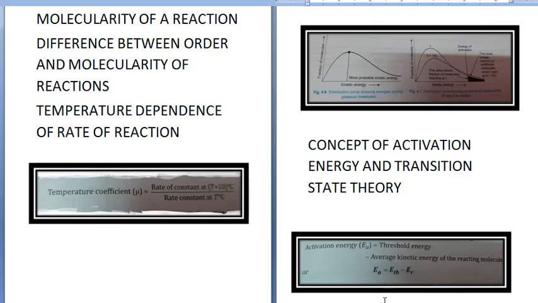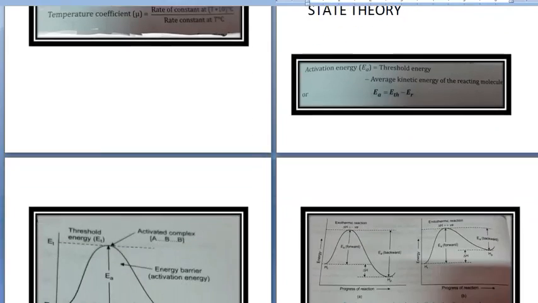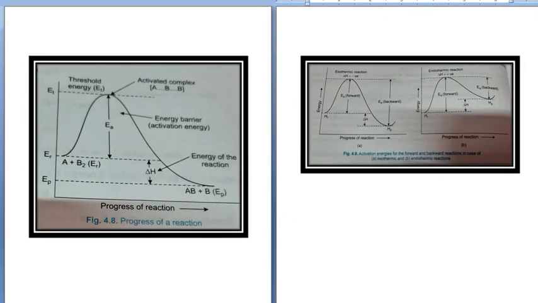So actually activation energy is threshold energy minus the average kinetic energy of reactant molecules. It can be represented as EA, the activation energy, is equal to ETH, the threshold energy, minus ER, the kinetic energy of reactant molecules. This graph is showing the different energies. Suppose ER is the kinetic energy of reactant molecules, this is the kinetic energy of products, and this is the threshold energy, ET.